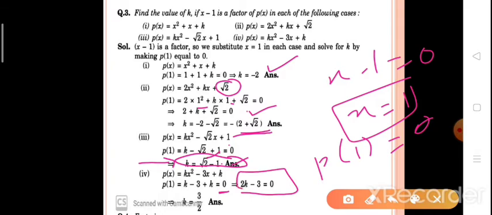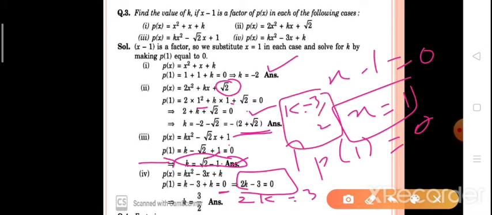Again, if you have to find out the value of k, you have to keep k on the LHS and the other numbers on the RHS. So 2k is equal to 3 and k is equal to 3 by 2. This will be your answer. So k is equal to 3 by 2.